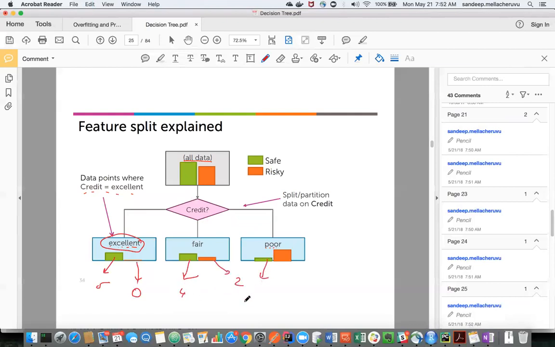And again, you count the number of risky loans when credit equals poor, and when credit equals poor and it is a safe loan. Let's say this is 1, this is 4. After splitting, you keep the counts in each of the branches. Okay? Are you clear so far?